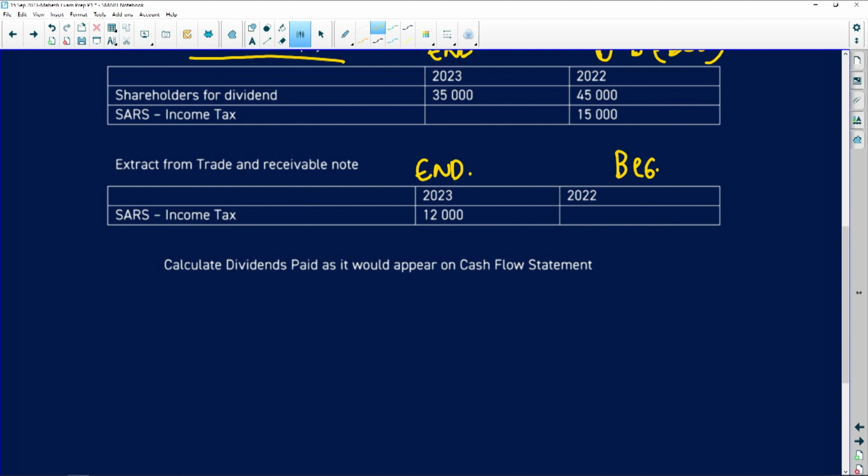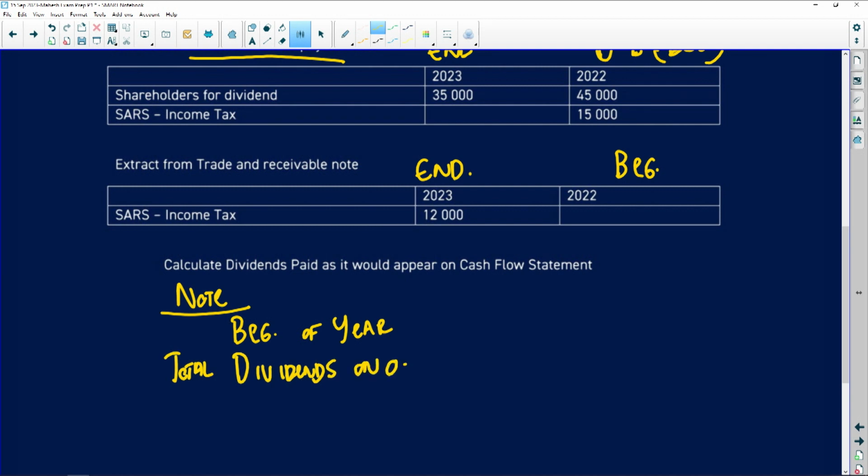Okay, so my calculation for dividend paid, yes, I can use the note, right? So remember, with the note, obviously amount owed at the beginning of the year, right? How much was outstanding at the beginning of the year? What was my total dividends for the year, or dividends on ordinary shares, for the year? And I need to also show my balance owed to shareholders at the end of the year.